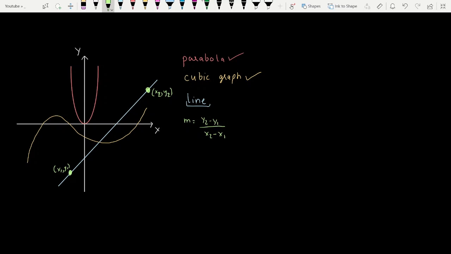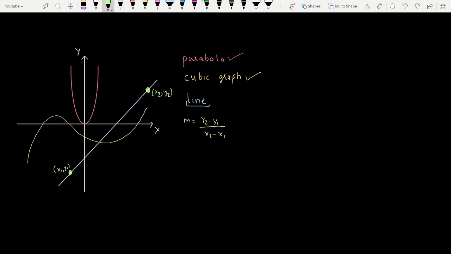But while that is correct for a line, you can't really do the same for a parabola or a cubic graph. Why? Because they're not lines, they're curves. And every single point on a curve has a different gradient. So if I just talk about my parabola, this point is going to have a different gradient, then this point is going to have a different gradient, then the point next to it, and then the point next to it, and so on. This entire parabola has a different gradient on each of its points.